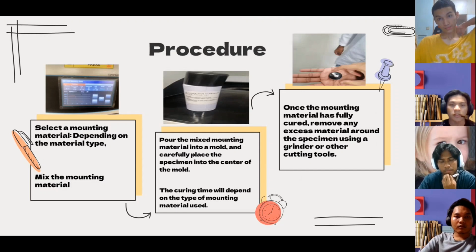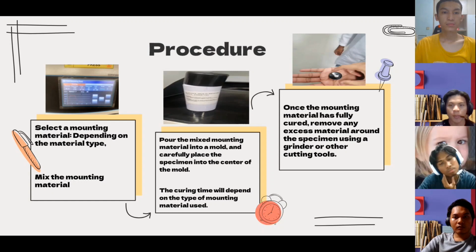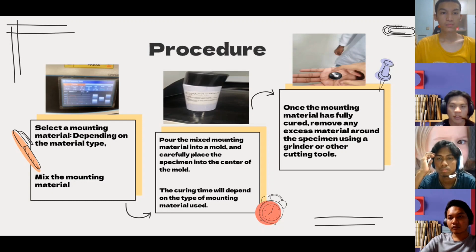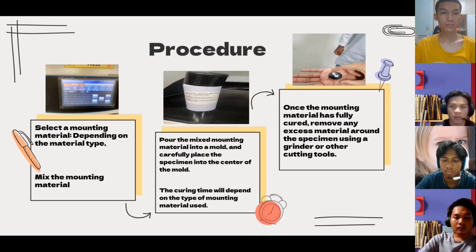Thank you again, Iqbal. For the mounting procedure, first we select a mounting material depending on the material type. Next, we mix the mounting material with some epoxy resin to make the cold mount. We also add silicone mount release to make the epoxy resin stronger. The time taken for this process is around 20 minutes. After the mounting process finishes, remove any excess material around the specimen. Next, Faiz will explain more about the grinding and polishing process.